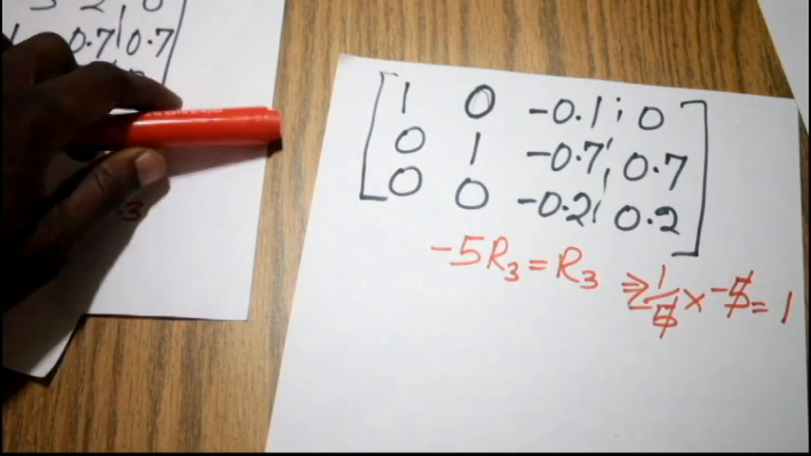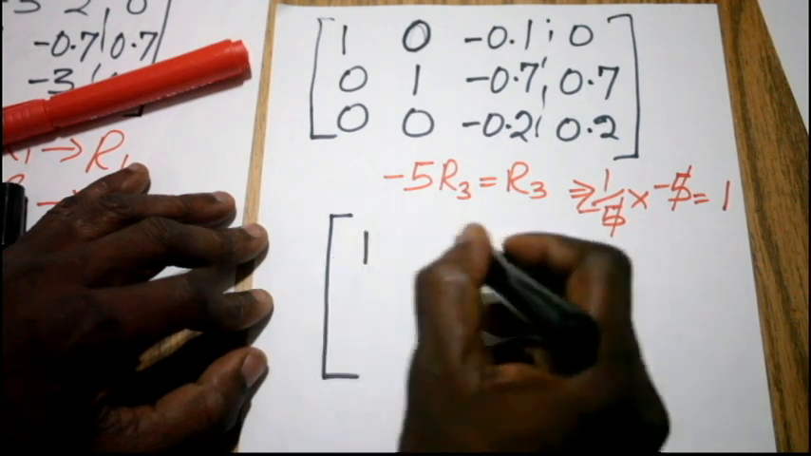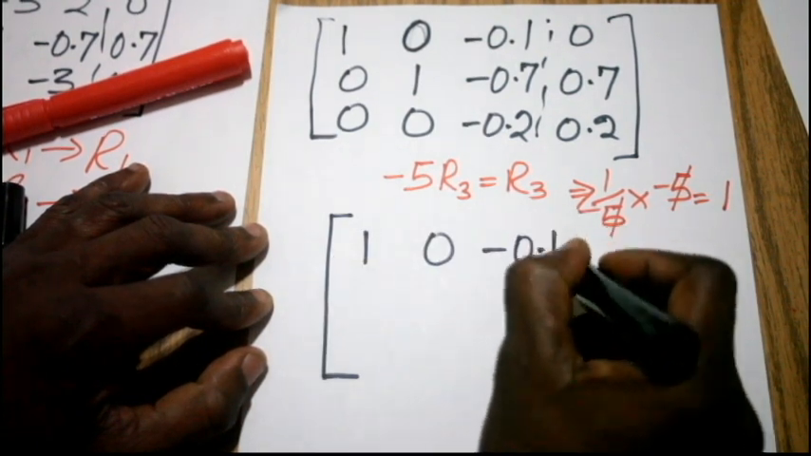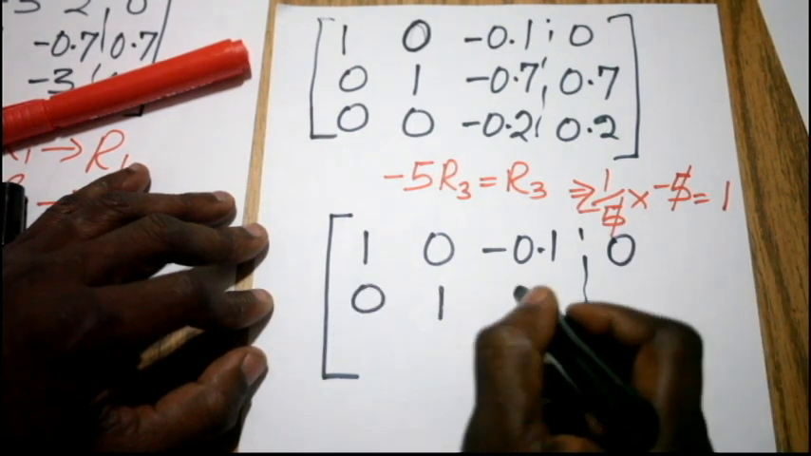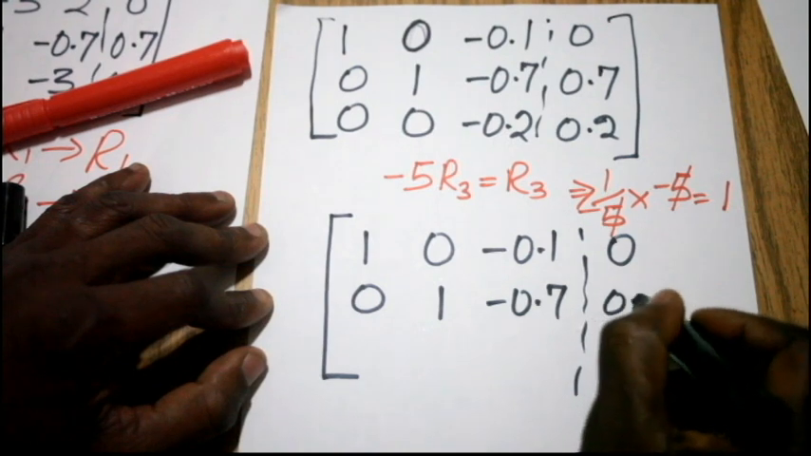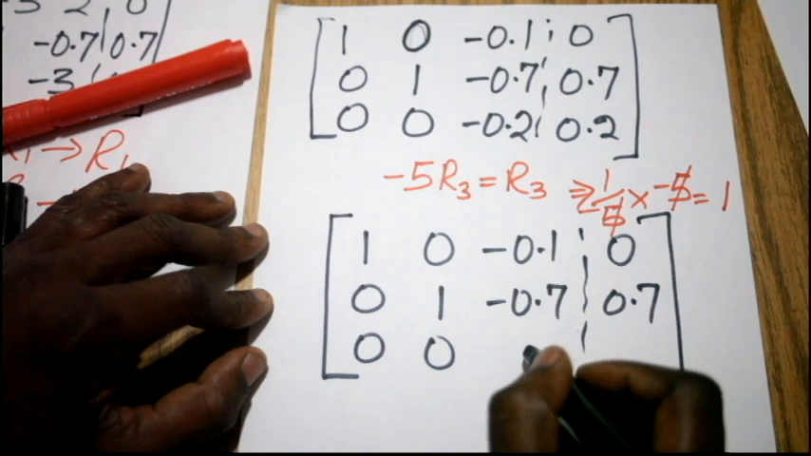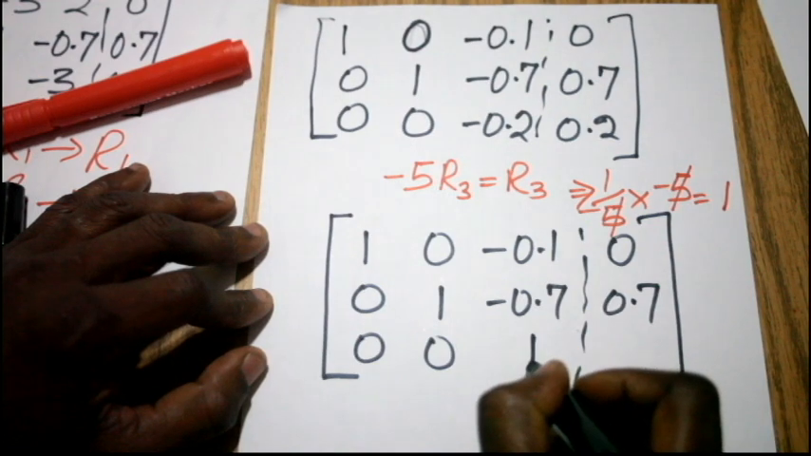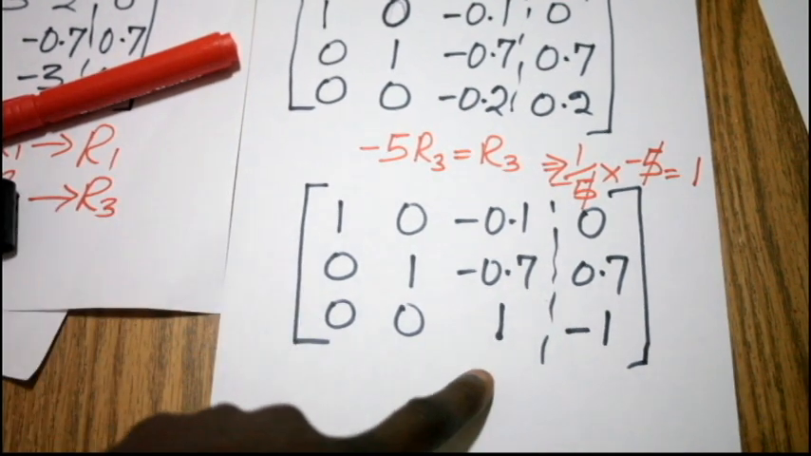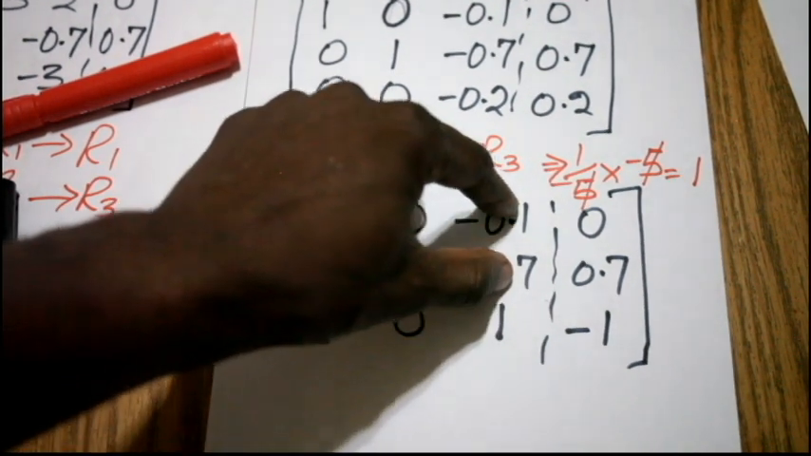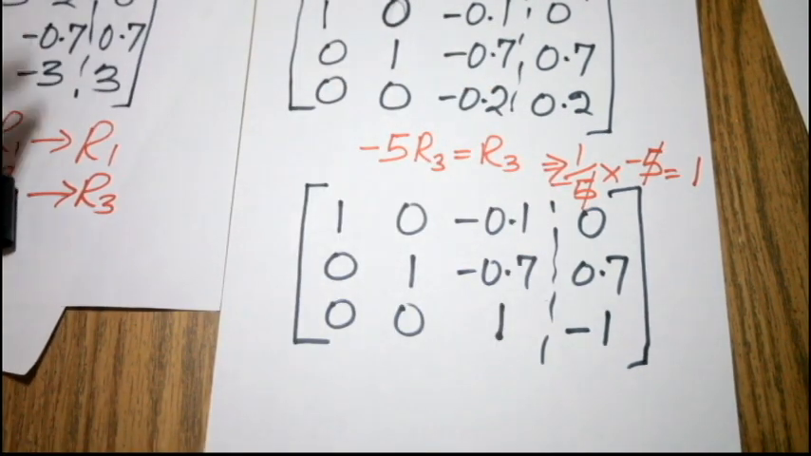So I'll write that out. That's going to give me 1, 0, negative 0.1, 0. I have 0, 1, negative 0.7, 0.7. Then I have 0, 0, then at this point I already have my 1, then here I'm going to have a negative 1. So having 1 at this point, the next thing I'm going to do is to find a way to reduce these two values into 0 instantly using R3 as my pivot point.